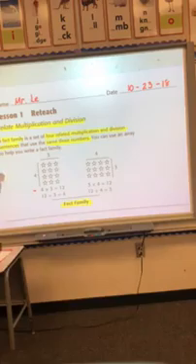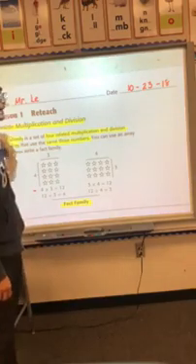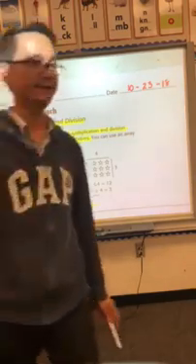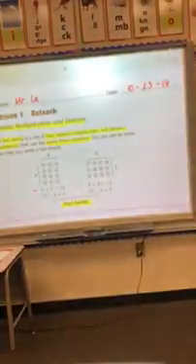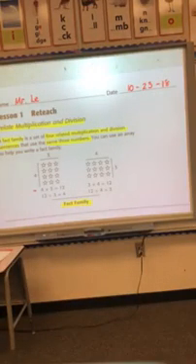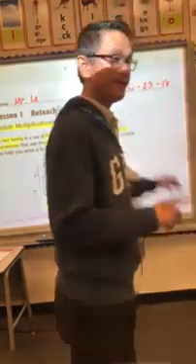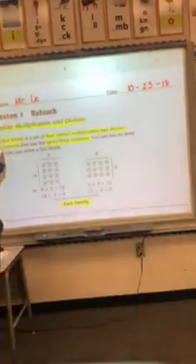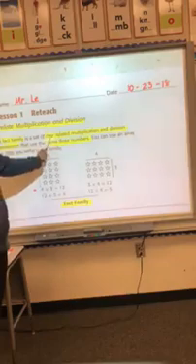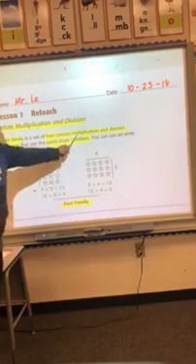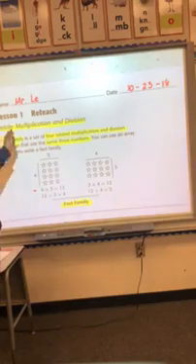Listen. So we're working on related multiplication and division. Give yourself one sticker when you get that right. Okay, here we go. So remember, a fact family is a set of how many sentences? 4 multiplication and division sentences. And we use the same 3 numbers.